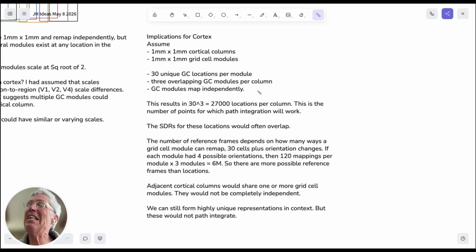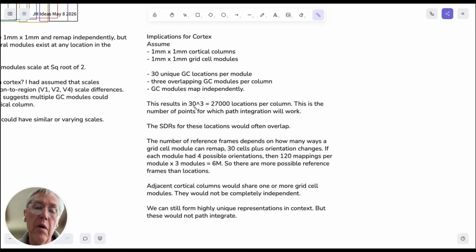Okay, and then I said to myself, so what is my representational capacity? I don't have 20. I got three. So what can I do there? What is the number of locations I can represent with three grid cell modules like that? It's basically 30 to the third power.